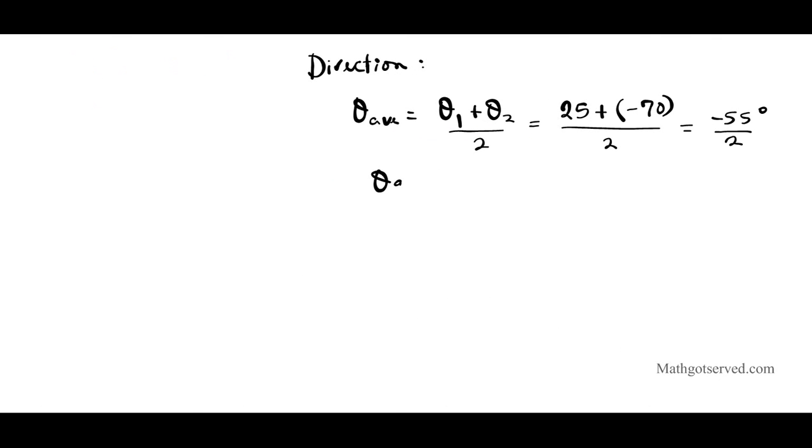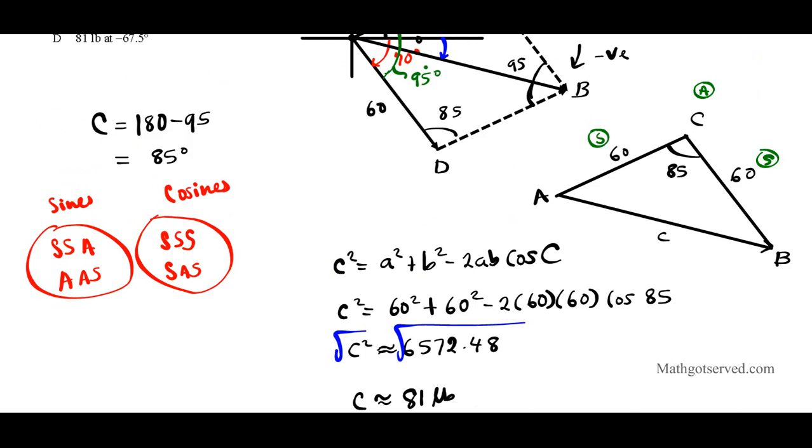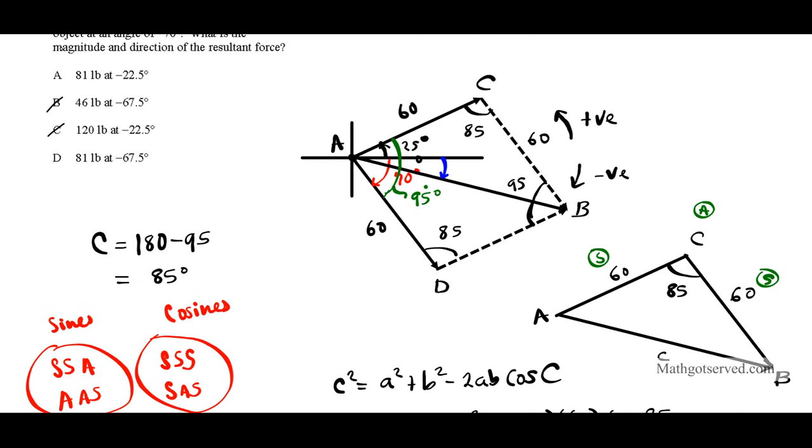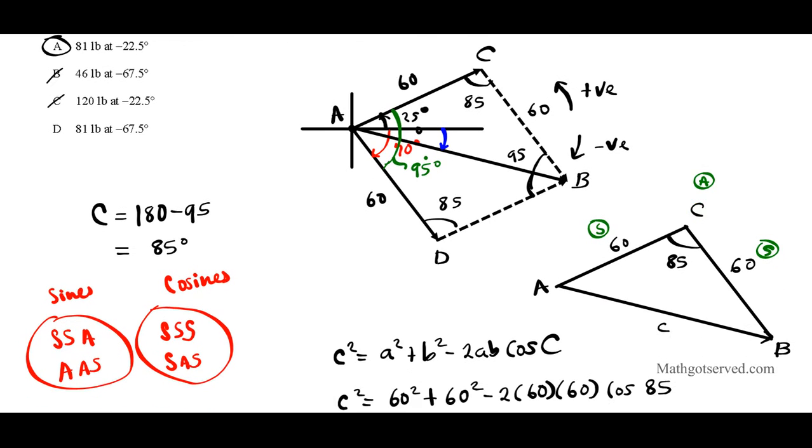So theta average is negative 22.5 degrees. So this is the direction. Okay. So our final answer is option A. So there you have it.